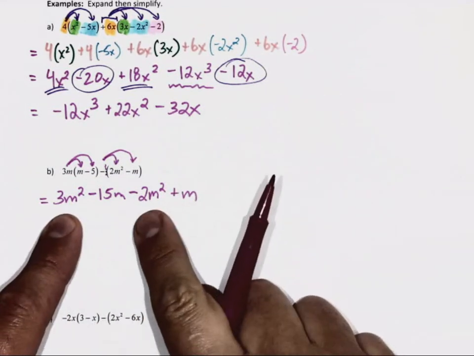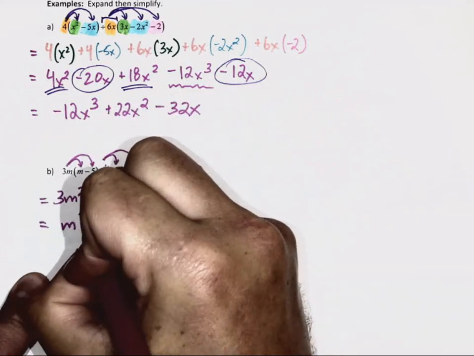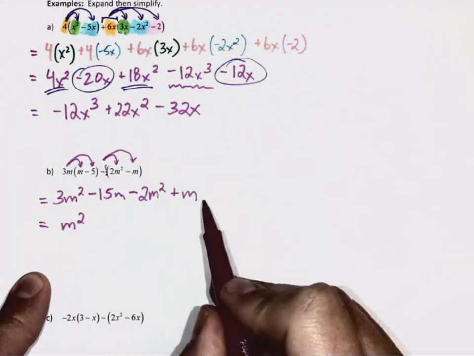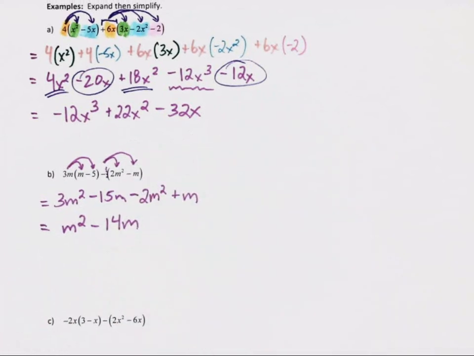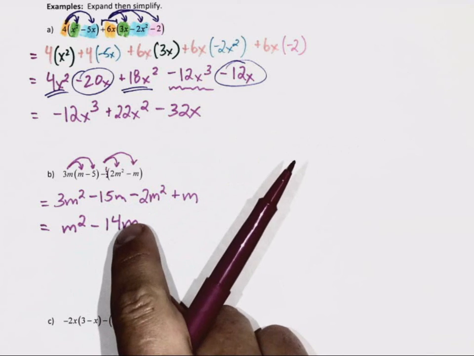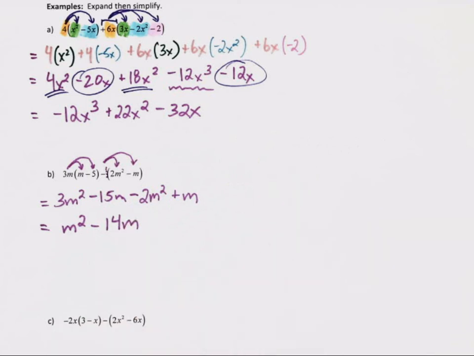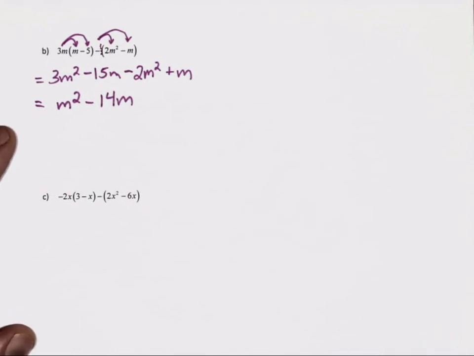So I look at m squareds, 3m squareds, take away 2m squareds, just 1m squared. Minus 15m's plus another one brings us back towards a positive. I'm down 15 and I get 1, I'm only down 14. Okay. Give that one a try. See what you end up with.